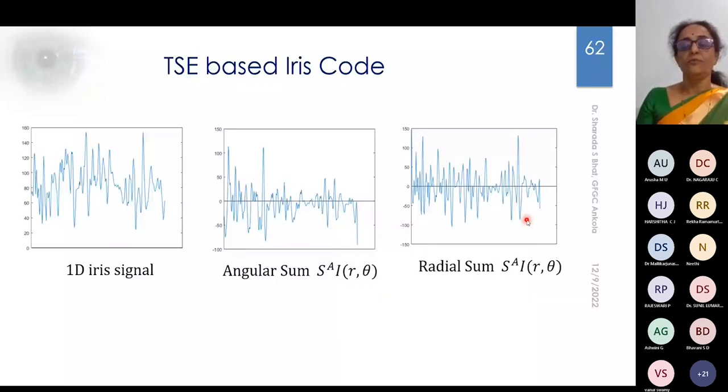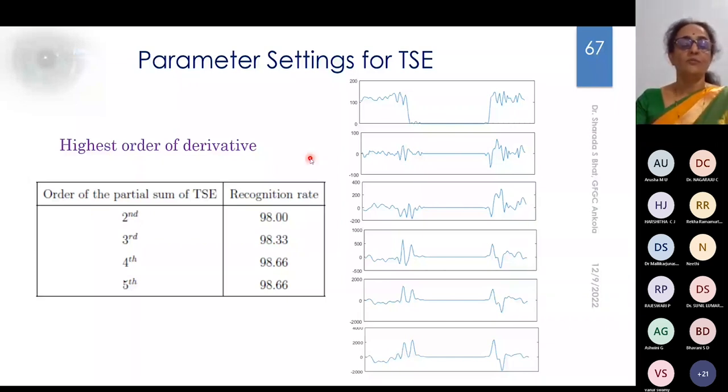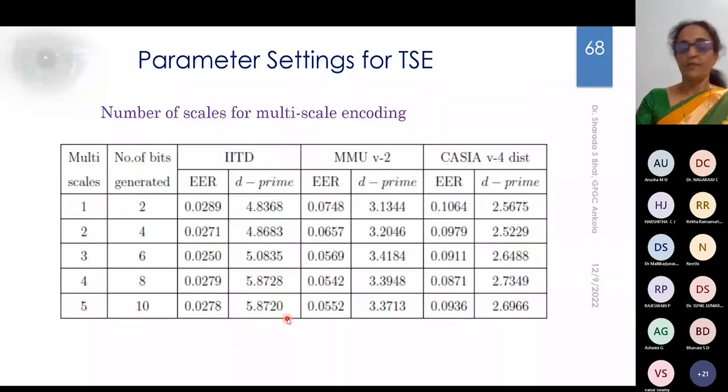So that has been checked experimentally. Take the sum up to second order, third order, fourth order. And from fifth order onwards, you don't get any change in your result. First, second, third order, even up to fourth order, it's okay. Beyond that the result would be affected. Similarly, with scale, this has been checked experimentally. Up to scale 1, 2, 3, fine, the result is improving, but for the 4th and 5th, there is not much difference in the result.